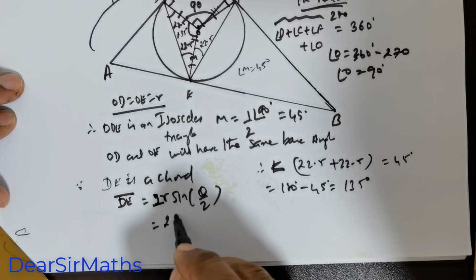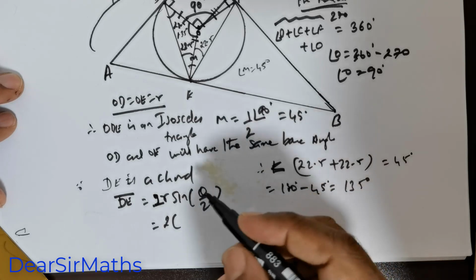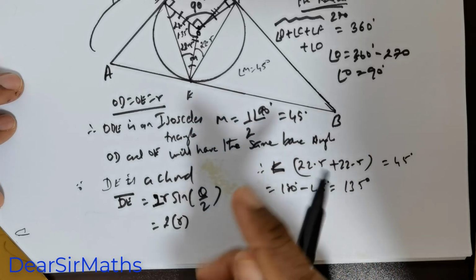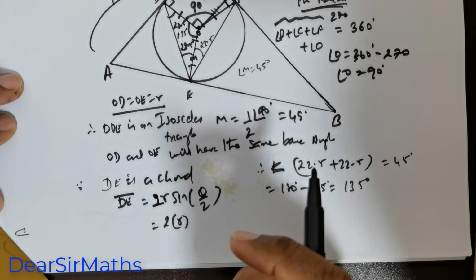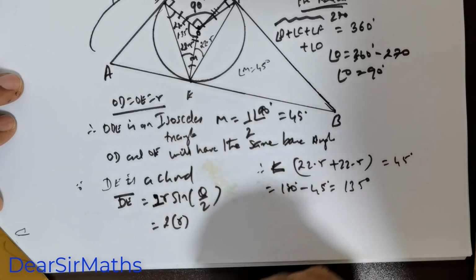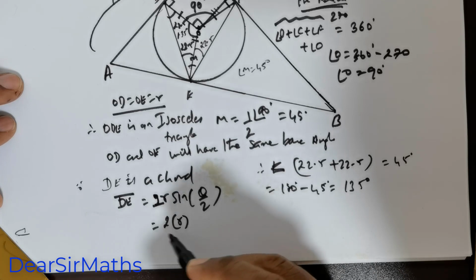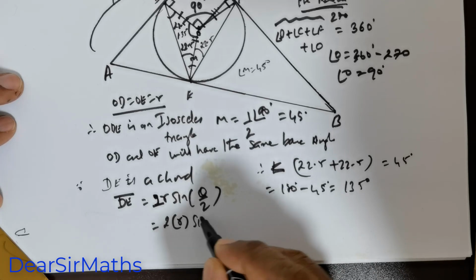So that would mean 2 times. Now we need to get the value of R, right? Because R has been featured here. I was under the impression that we don't have to get the value of R, but R is featured here. So let's move on. So 2 times R of sine, what is that?